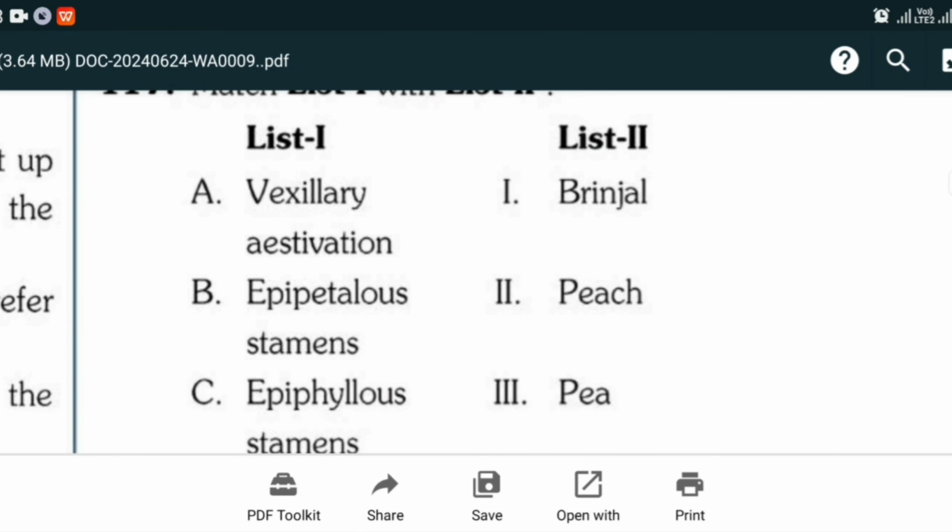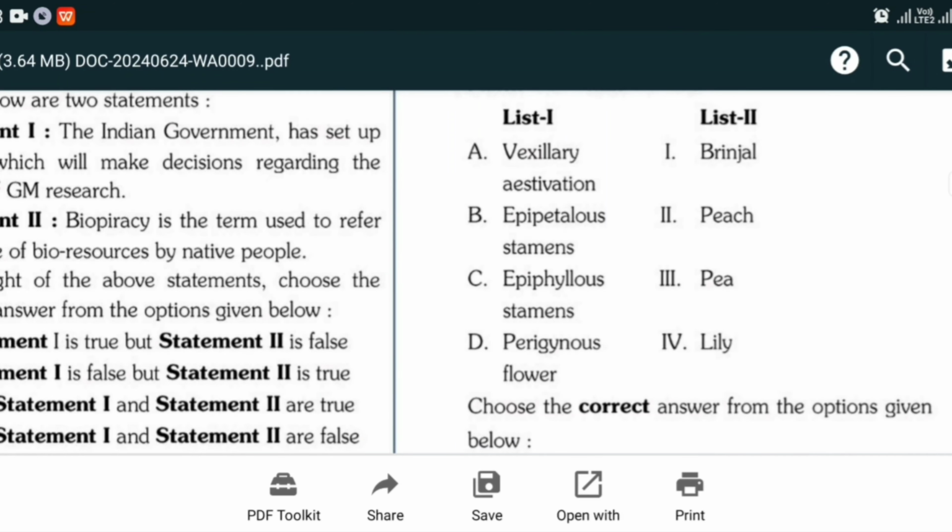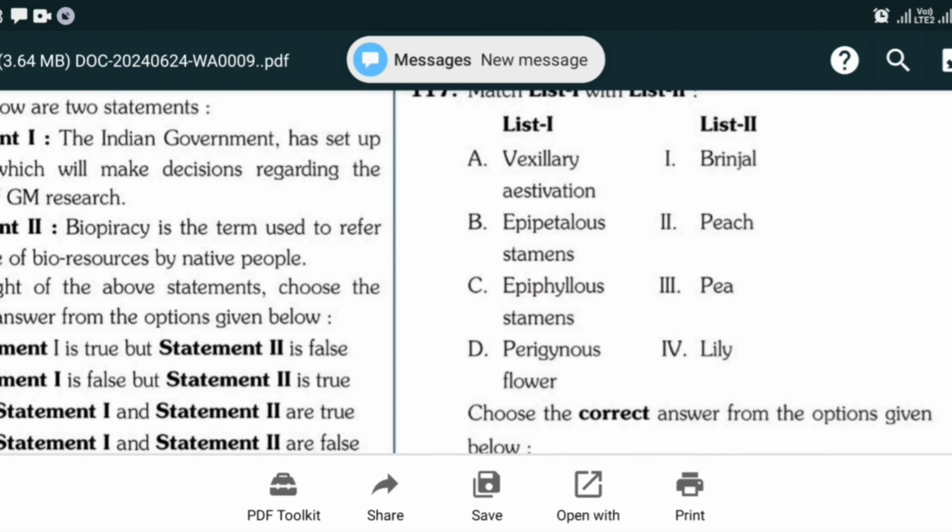Then match the following. Again, a match the following question. Axillary estivation, that is P. Axillary estivation is seen in P. Then epipetalous condition means stamens are attached to the petals. So this is seen in the Solanaceae family. The answer will be brinjal.